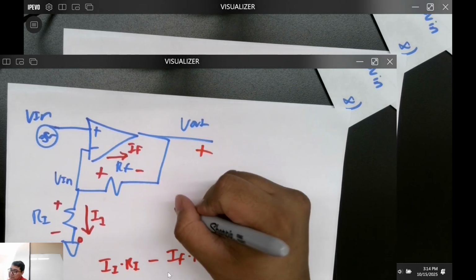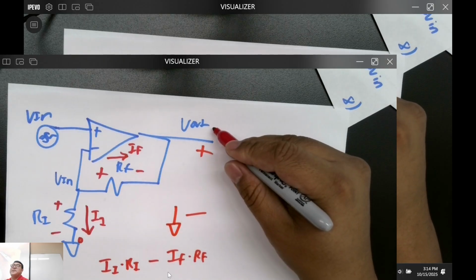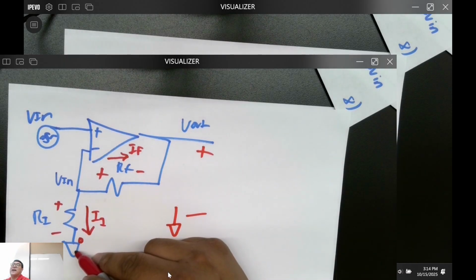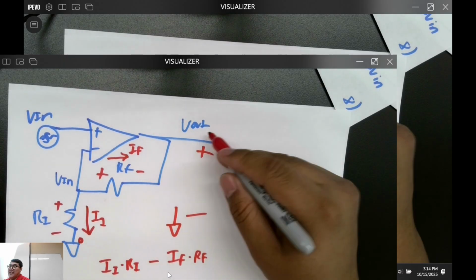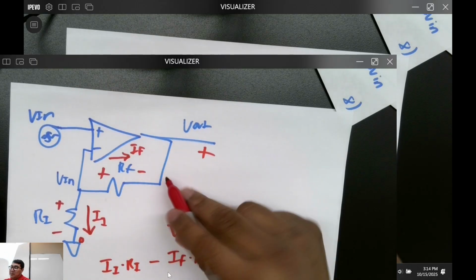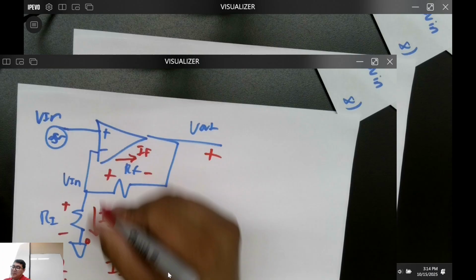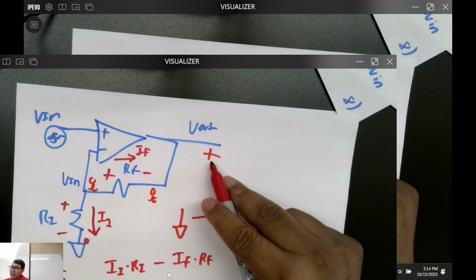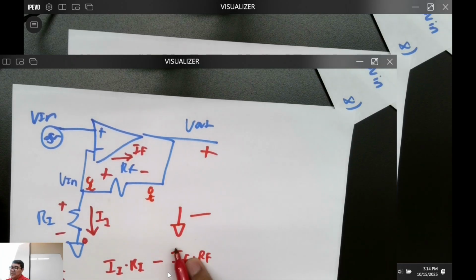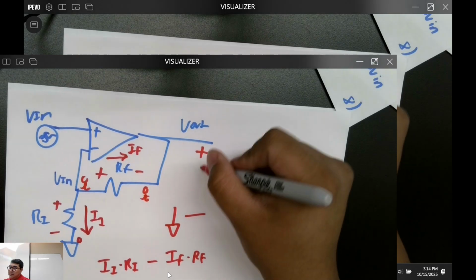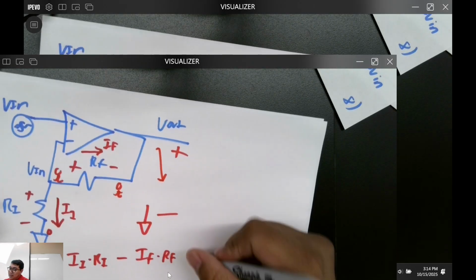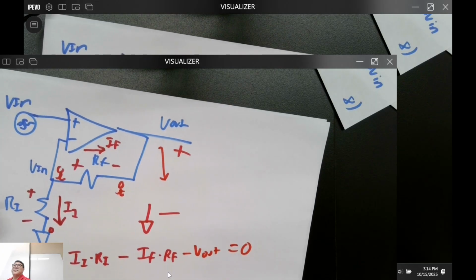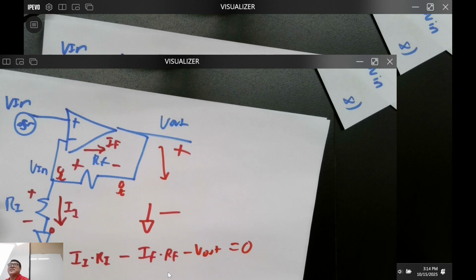I'll show you what I mean. V out is a voltage that's referenced to ground. So I just went up the hill, and now I went down the hill, correct? I'm going down the hill from V out down to ground. So minus V out is equal to 0. Does that make sense with everybody? All good?